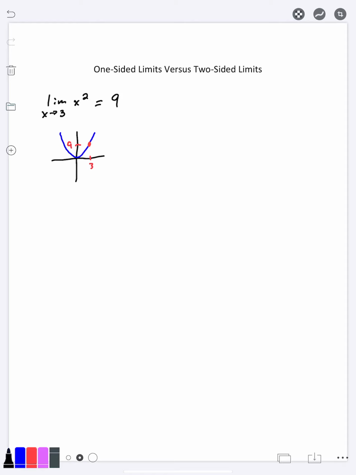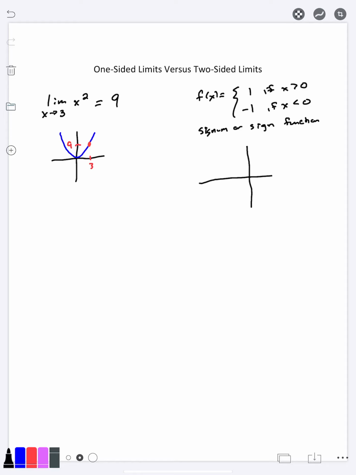However, there are some weird functions, generally piecewise functions, and this one right here actually has a special name. It's called the signum, or just the sine function. You don't really have to know the name, but just in case you're curious. And if you were to draw this function here, on the right side it's always positive 1, and on the left side it's always negative 1.